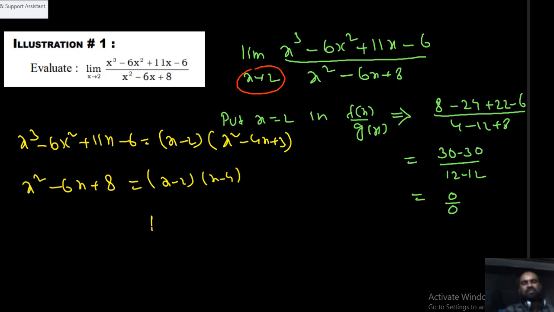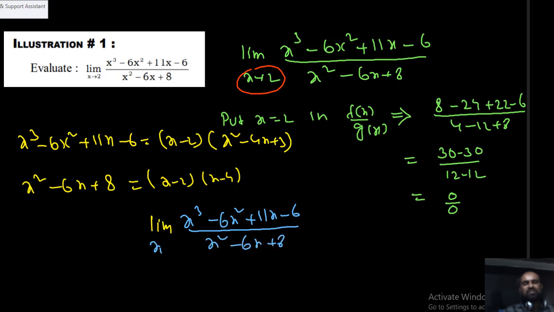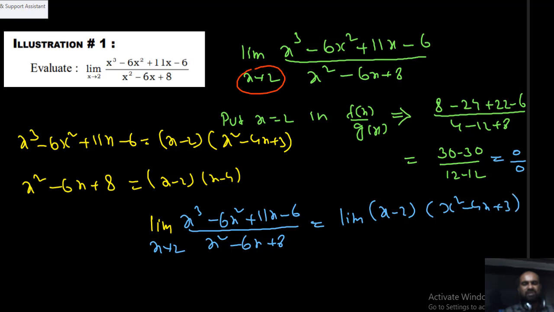listen. Limiting value of x cube minus 6x square plus 11x minus 6 by x square minus 6x plus 8, where x is tending to 2, is the same as, I want to erase this, 0 by 0, I will write limiting value of x minus 2 into x square minus 4x plus 3 by x minus 2 into x minus 4, x is tending to 2. Students, I can cancel these two.